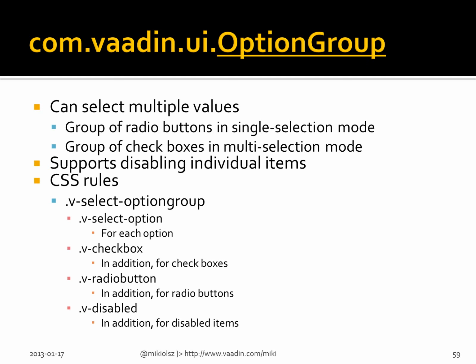Option group is a component that can work either in single selection or multiple selection modes. In the first mode, the options will be shown as a group of radio buttons, whereas in multi-selection mode, all of the options will be shown as checkboxes. Also, it is possible to disable or enable individual items.